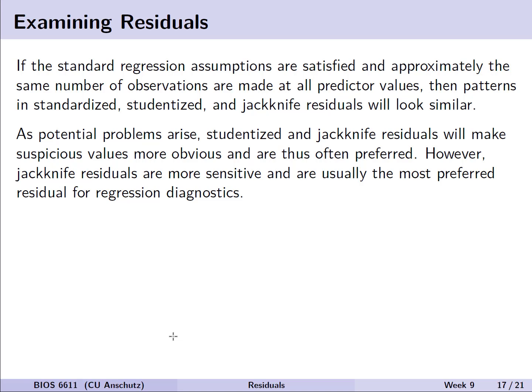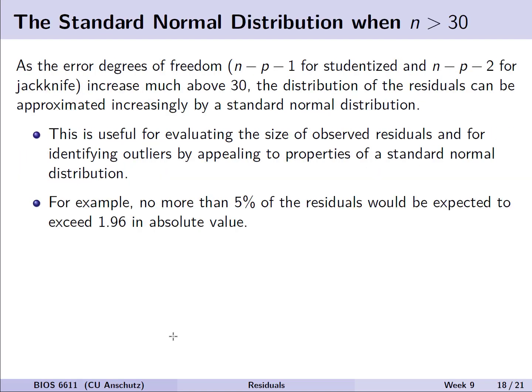And in fact, jackknife residuals are even more sensitive and tend to be the most preferred for this reason when using residuals for regression diagnostics. And we'll see this play out in the actual application of evaluating our assumptions in some examples. The standard normal distribution can still be useful if we happen to have the degrees of freedom, n minus p minus 1 for the studentized or n minus p minus 2 for the jackknife, at a fairly large size, usually something much above 30. The reason this is nice is that in those cases our t distribution can be increasingly approximated by a standard normal distribution.